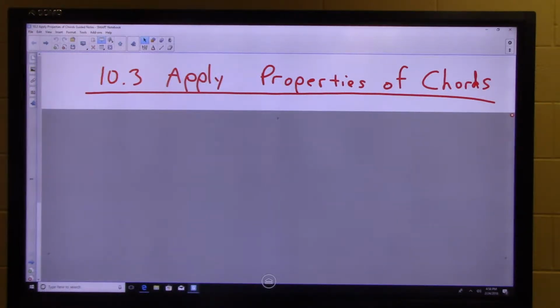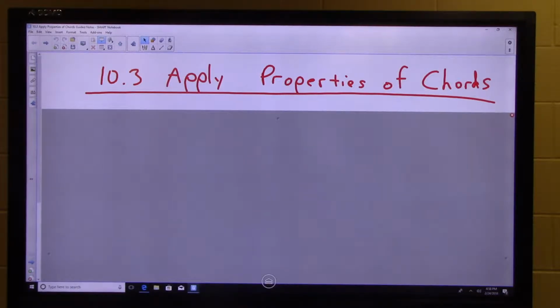Here we go. So the next lesson we've got today is going to be 10.3, the next section here. It's titled Apply Properties of Chords. So before we get into anything in this section, the first thing we need to talk about, in the title, it says chords. We need to review that concept.